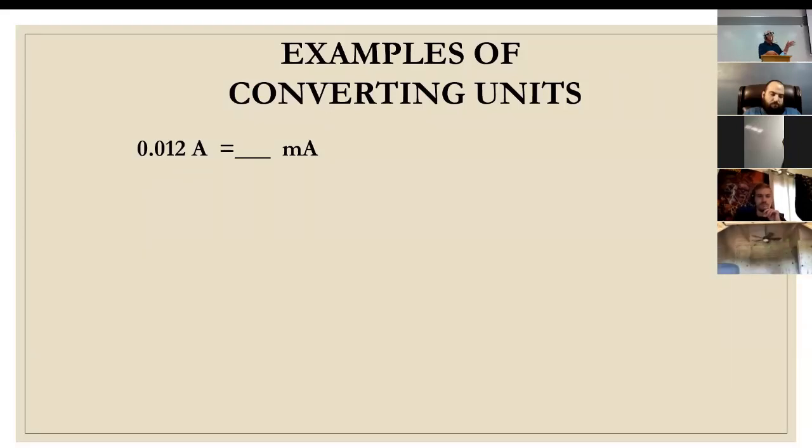All right, so the idea with the SI prefixes again is we don't really want to express something with decimal points and long spaces. So if I were going to convert this to milliamps, I know that an amp is larger than a milliamp. So I'm going to have more milliamps than amps to get the same quantity. So in this case, I would move the decimal point 3 places to the right.